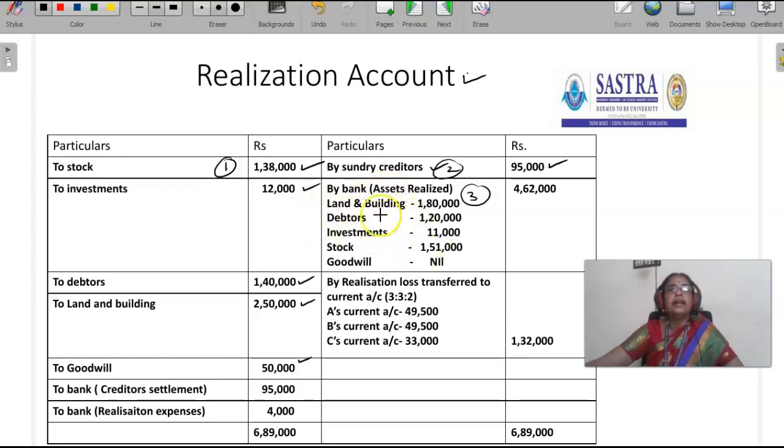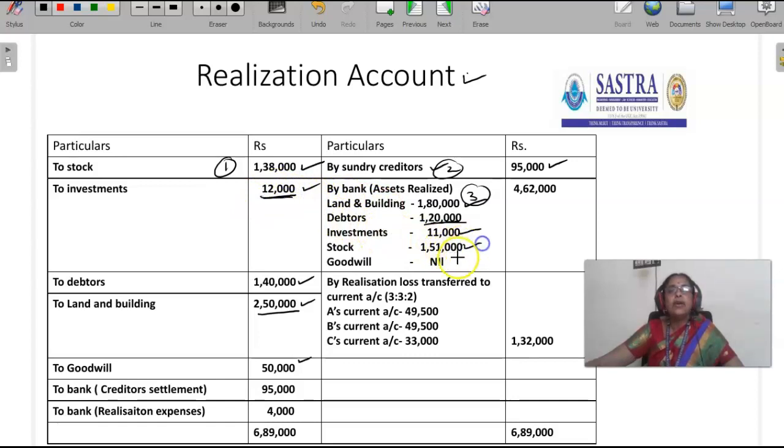The details are given. Land and building is sold for 1,80,000. The book value is 2,50,000, but it is sold in the market at rupees 1,80,000. It is lesser than the book value. Sometimes it is lesser than the book value, sometimes it is sold in the market for more than the book value. Then debtors, the money collected from debtors is 1,20,000. Here the debtors total is 1,40,000. Investment, they sold at 11,000. Here the investment is 12,000.